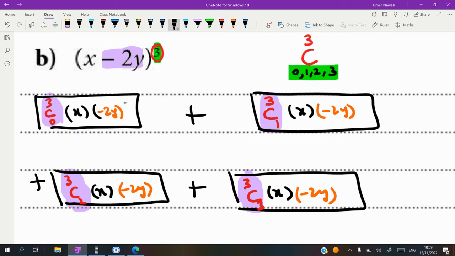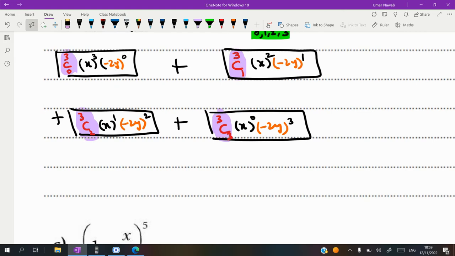Now, what is the power here? 0. On the power of b, you keep the same thing, 0. 1 down at the bottom, I write 1. 2, I write 2. 3, I write 3. And what shall I write as the power of x? We need to subtract: 3 minus 0 is 3. 3 minus 1 is 2. 3 minus 2 is 1. 3 minus 3 is 0. Now the binomial expansion is done. Simplification of the terms is left.